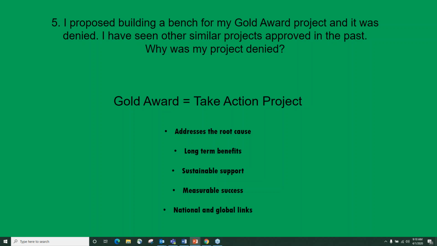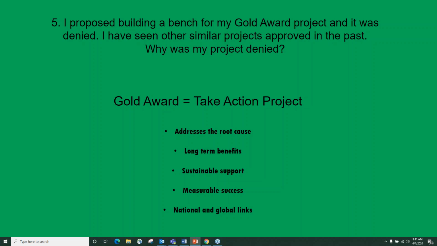As I pointed out earlier, Gold Award projects must be a take action project. That means they address the root cause of an issue, they have long-term benefits with sustainable support, you're able to measure the impact your project has on the community, and they have national and global links.